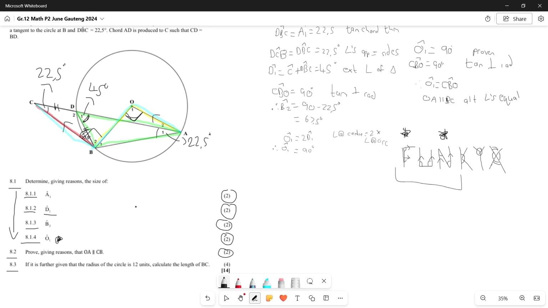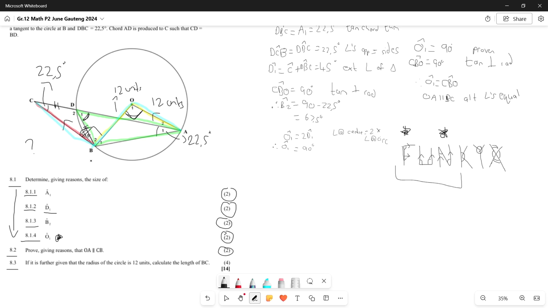Now 8.3 over here, last question says, it is further given that the radius of the circle, so the radius OA and the radius OB is 12 units. 12 units and 12 units. Calculate the length of BC for 4 marks. So BC over here, we need this length for 4 marks. So if we're going to look in triangle OBA over here, and we have the lengths of 2 radii, and we have a 90 degrees here at our O1, it means that we can do Pythag to get BA.